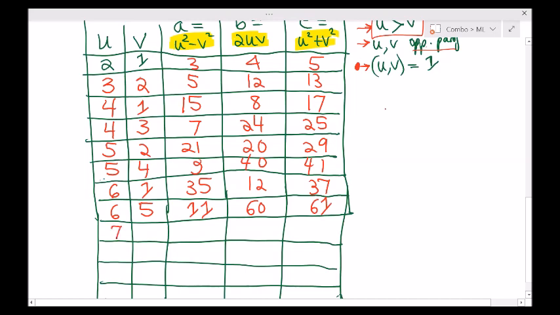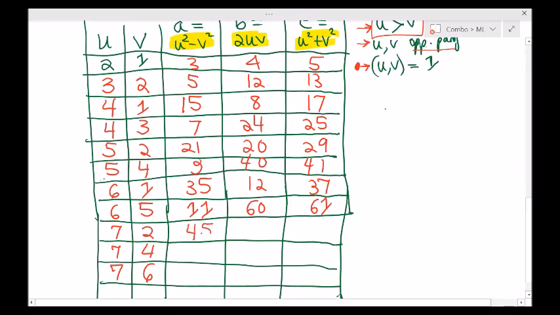So 7 what? 7-1 won't work because they are the same parity. So they have to be opposite. One of them odd, the other one even. Yeah, 7-2 works. They are relatively prime. 7-4 works, and 7-6 will work as well. So let's quickly check these. So 7-2, what do you guys get for 7-2?